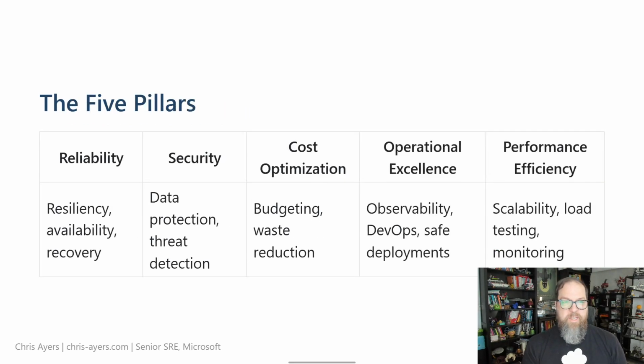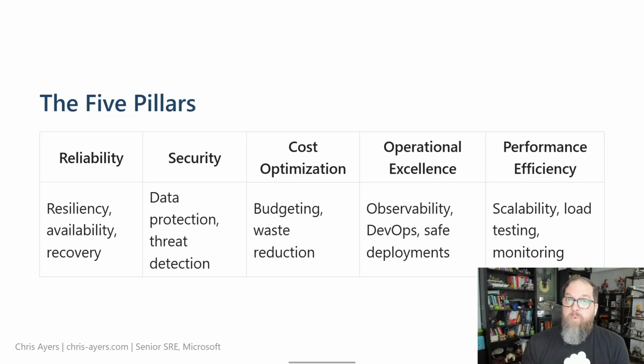So let's get into it. There are 5 pillars that are the focus areas of the Well-Architected Framework. Reliability, where we care about the resilience of our systems, availability, and recovery. So if something does go down, how quickly can you get it up?